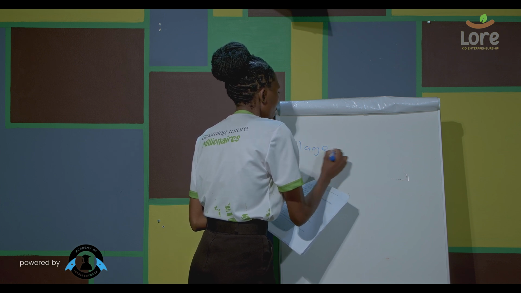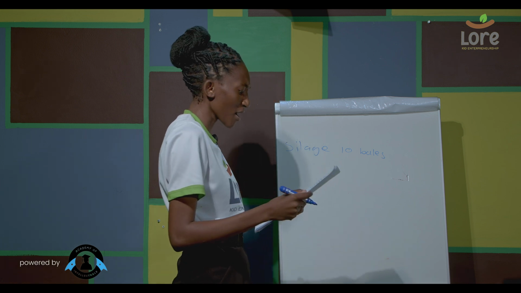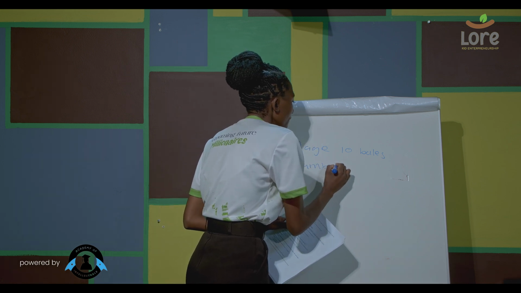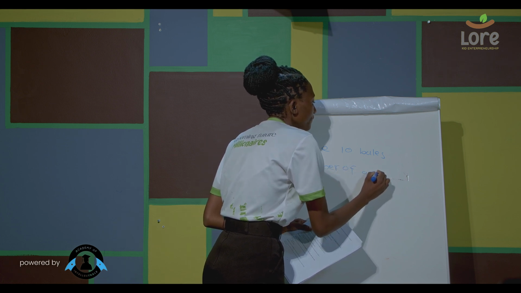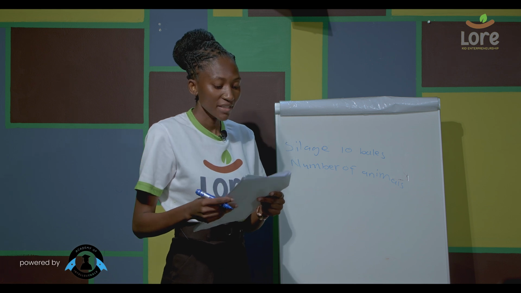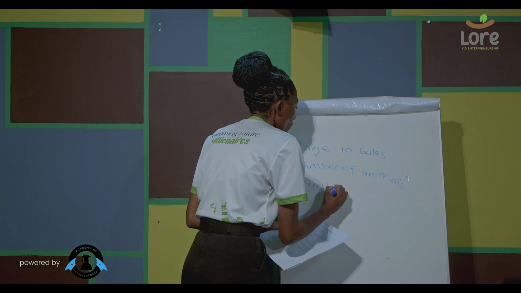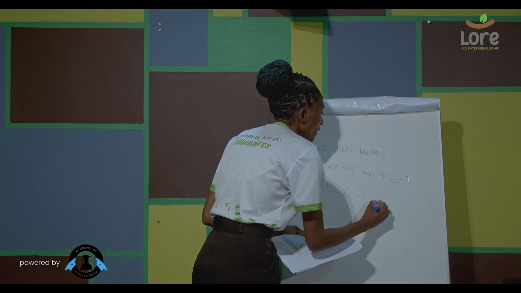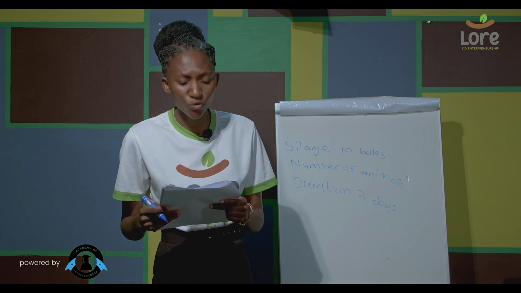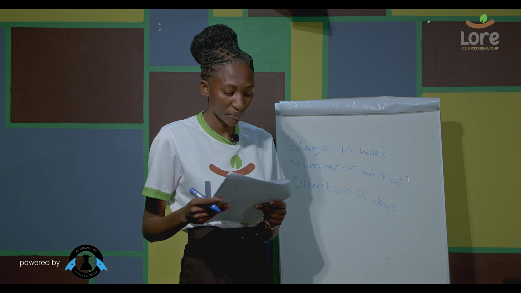Silage, 10 bales. And then there's number of animals, which is 2. And then there's duration. Silage duration, which is 2 days. And then our question was saying, how many bales of silage were eaten by one animal per day?